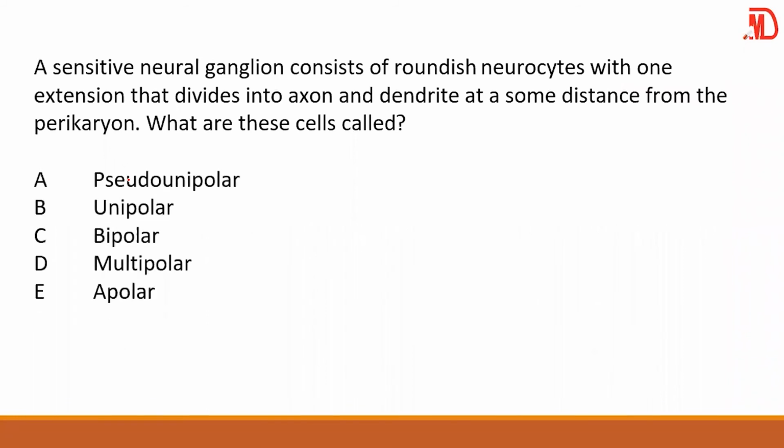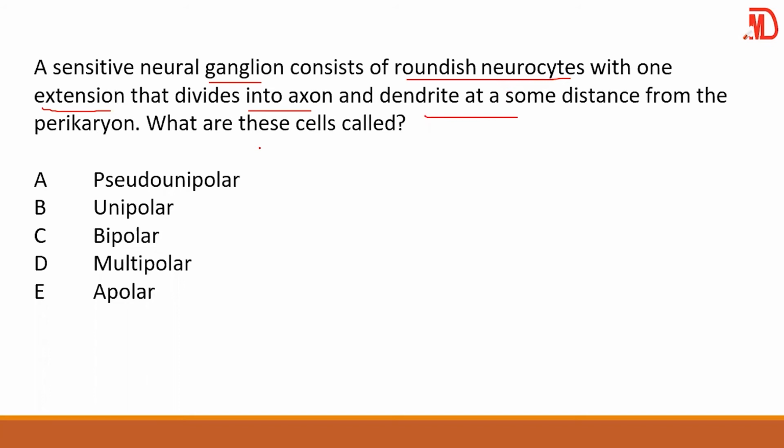A sensitive neural ganglion consists of a roundish neurocyte with one extension, just one, that is divided into axon and dendrite at some distance from the perikaryon. What are these cells called? Definitely one cell that is divided into both axon and dendrite. Usually we call it pseudo-unipolar.